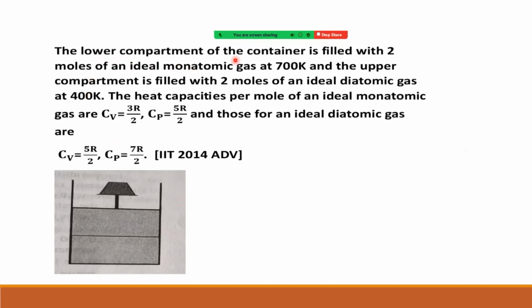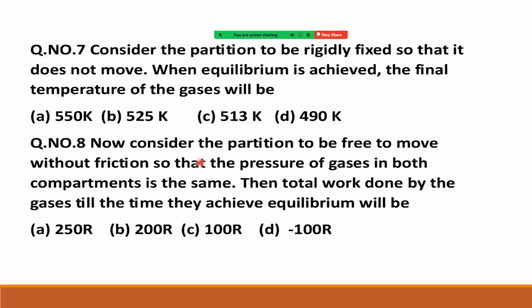The lower compartment of the container is filled with 2 moles of an ideal monatomic gas at 700 Kelvin, and the upper compartment is filled with 2 moles of an ideal diatomic gas at 400 Kelvin, given heat capacities. This is the question asked in 2014 Advanced. See the question.